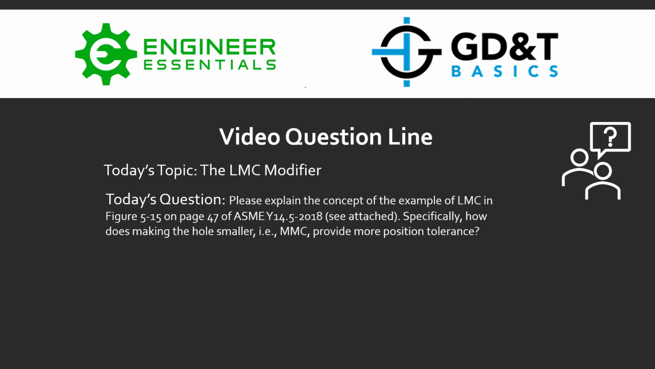So the question that was submitted is, please explain the concept of the example of LMC in figure 5-15 on page 47 of the ASME Y14.5 2018. So specifically, how does making the hole smaller, i.e. being at the MMC size, provide more position tolerance?